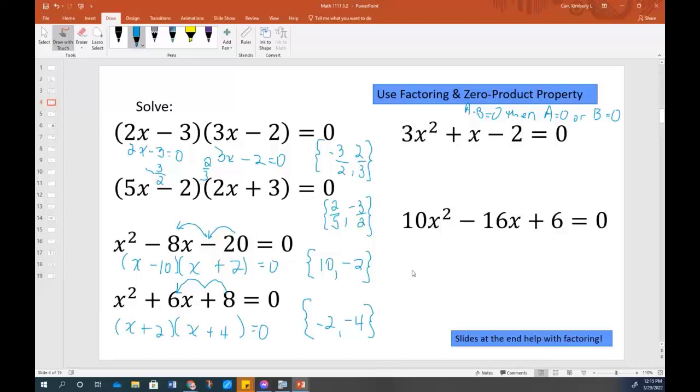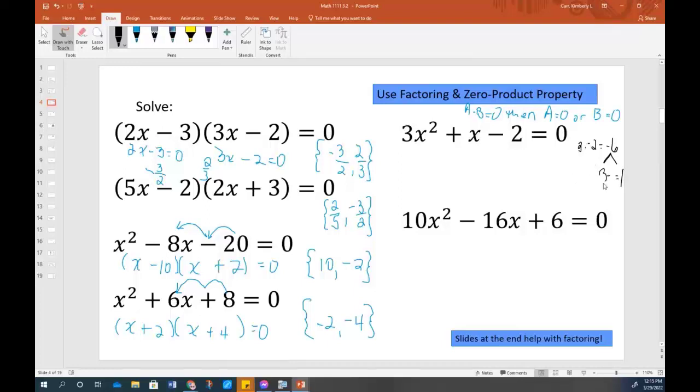Now, when you have a number in front, that just requires a little bit more. So at the beginning, you want to ask yourself, is there anything that divides out of everything? And there's not, so there's no common factor here. I'm going to do kind of scratch work off to the side here. What I do is I think through, okay, first of all, take A times C. So 3 times negative 2 is negative 6.